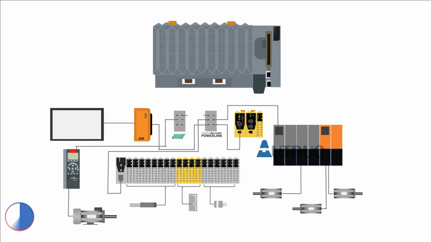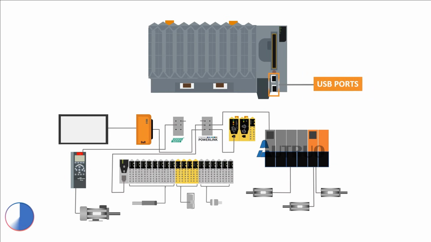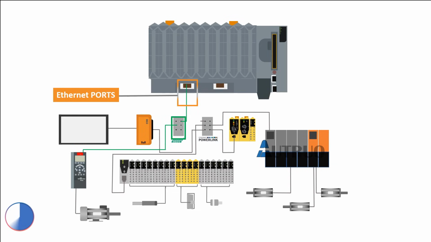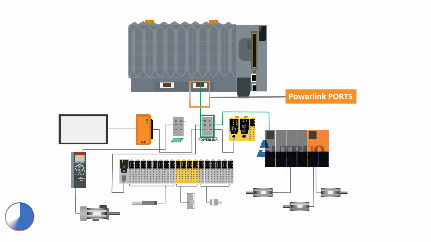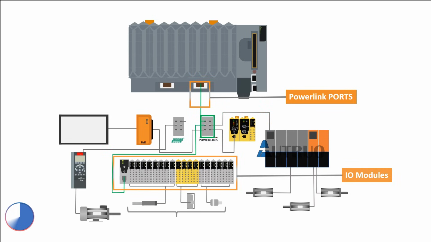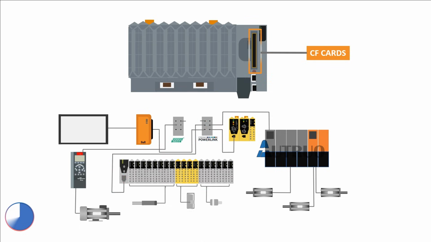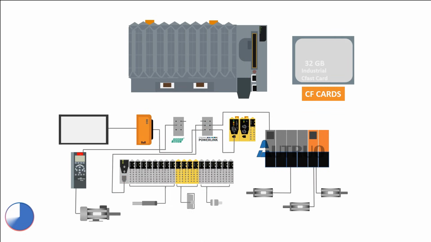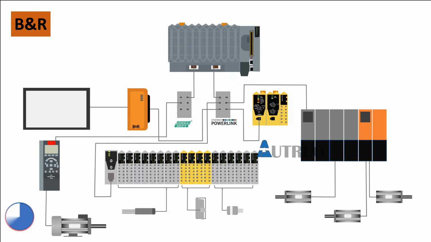This PLC comes with an onboard USB port for data transfer, Ethernet port for data exchange between a non-B&R device, for example Danfoss drives, B&R Powerlink port for data exchange and communication between the B&R Acopos, I/O module for controlling and monitoring field device, and lastly removable compact flash. This CF card is where programming data are stored. All the above are the standard features that B&R contains.